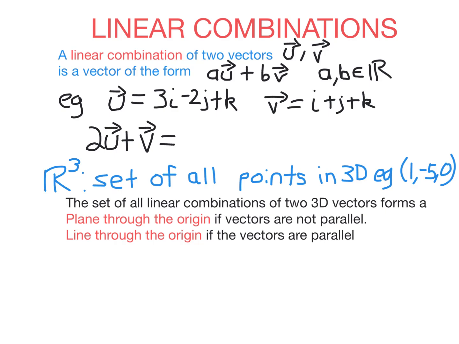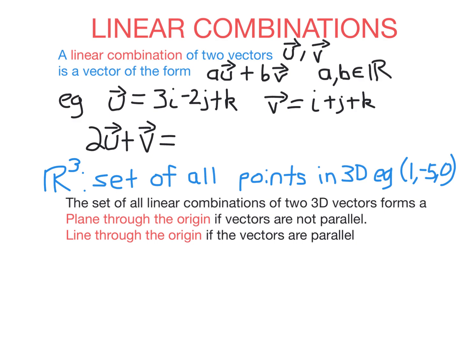Thank you so much for tuning into this video in which we will look at linear combinations of vectors. So a linear combination is just something times the first vector plus something times the second vector. Here u and v are vectors, a and b are scalars. So one such example, if I have these two u and v as my vectors, a linear combination could be 2u plus v. Of course, there are infinitely many other possible linear combinations.